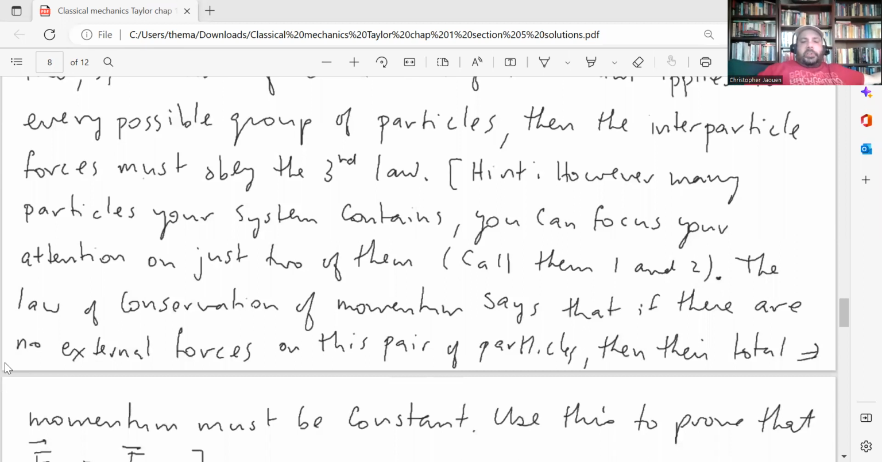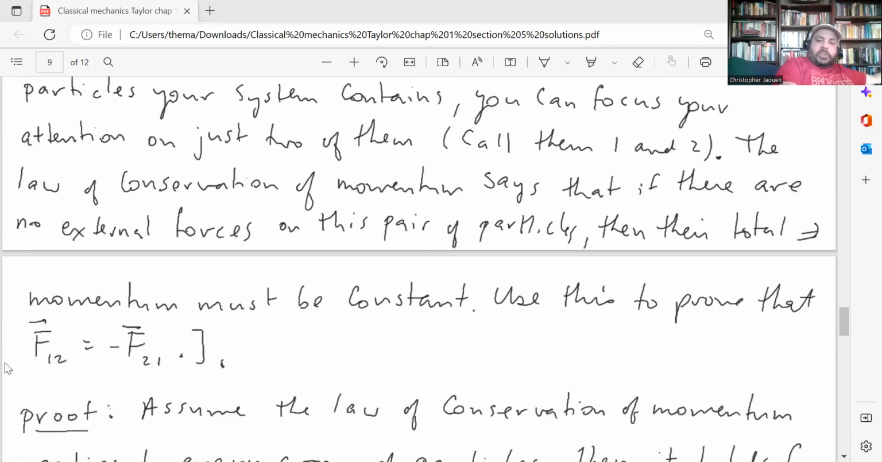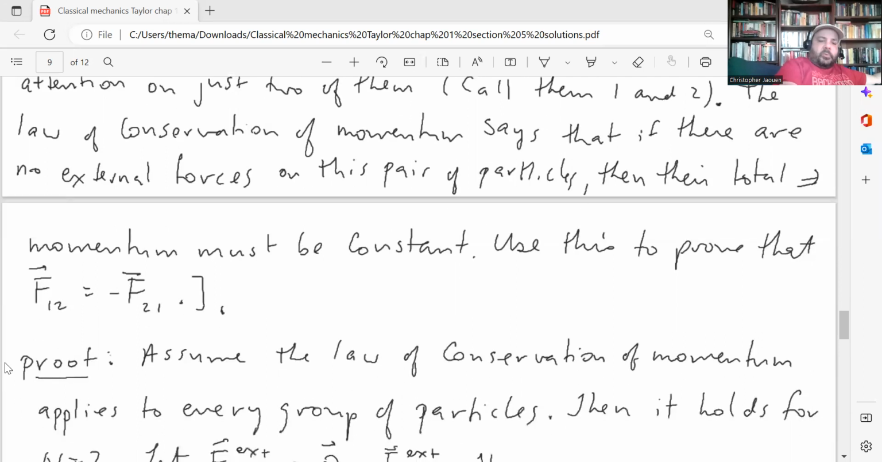However many particles your system contains, you can focus your attention on just two of them. Call them 1 and 2. The law of conservation of momentum says that if there are no external forces on this pair of particles, then the total momentum must be constant. Use this to prove that F12 equals negative F21.